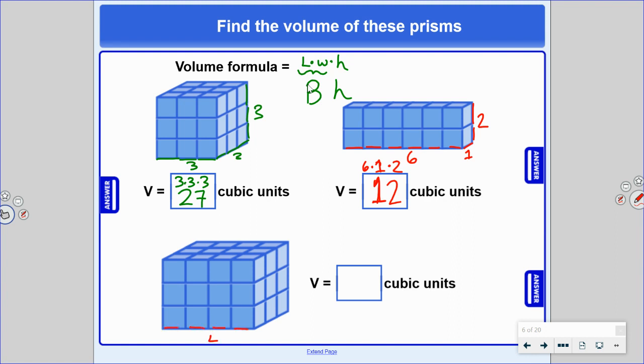1, 2, 3, 4. 1, 2, 3. And 1, 2, 3. So we have a base area of 4 by 3 or 12 square units. And then we stack those 3 units tall for a final volume of 36 cubic units.